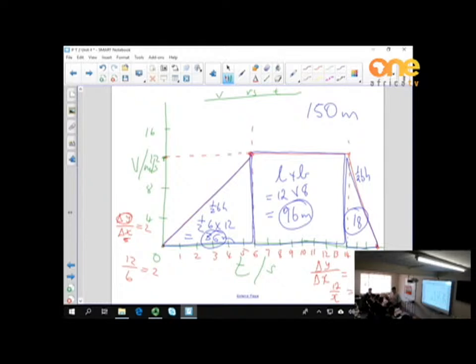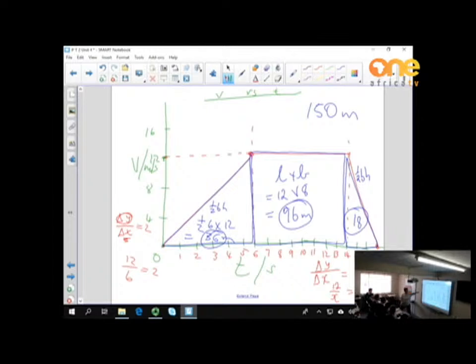No, you can't do it like that. No. No. It's a constant acceleration. The acceleration's not changing. So the gradient of the line must be constant. You understand?